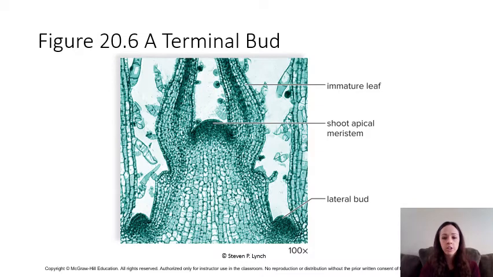Here you can see the terminal bud under 100 times magnification. You can see the apical meristem that contains the undifferentiated meristem cells. From this new plant tissue, like immature leaves, will arise. You can also see the lateral bud just beneath the terminal bud. From the lateral bud, new branches or leaves will sprout, depending on the type of plant that it is.